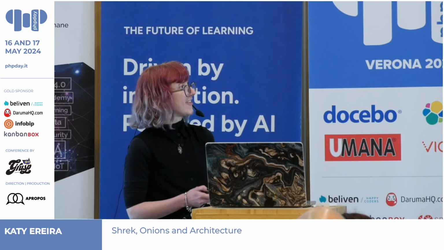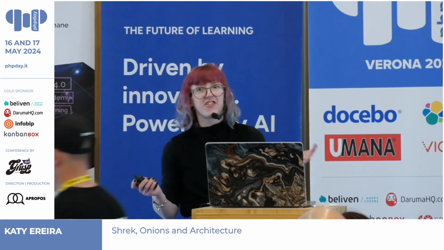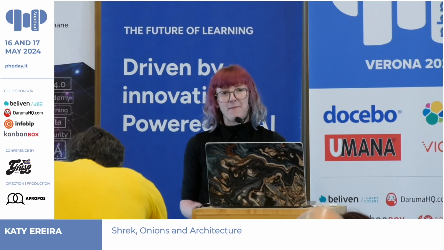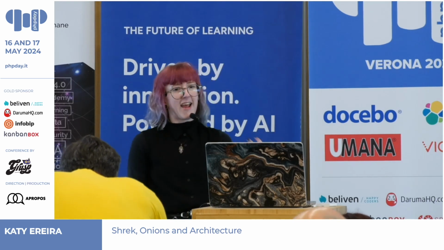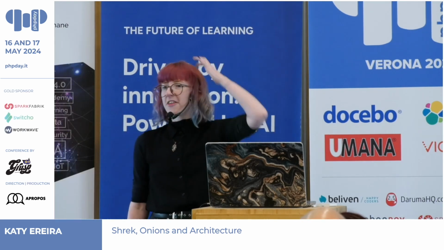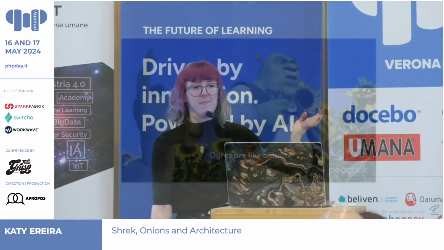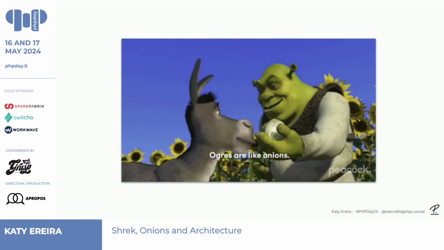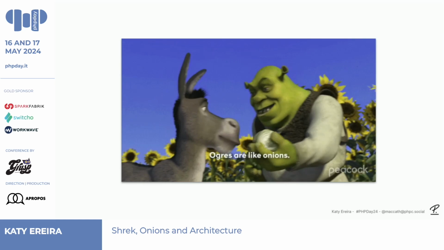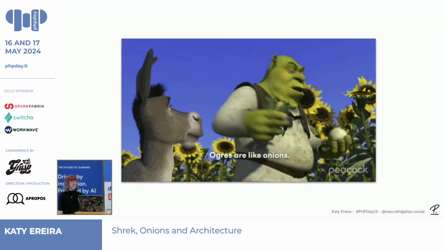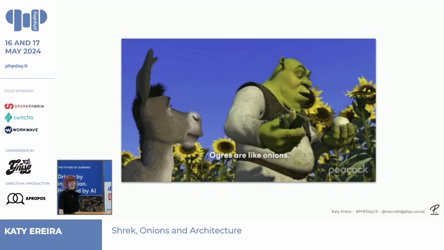And I was sat one day just doing a job, working on the Skillshare monolith, and everyone hates it, right? And I thought, monoliths are kind of like ogres. And here you can see Shrek. Shrek is an ogre. And I remembered a quote from Shrek, that ogres are like onions, because they have layers.